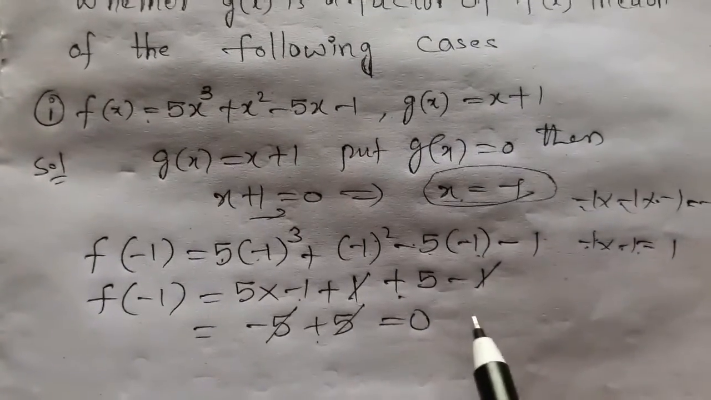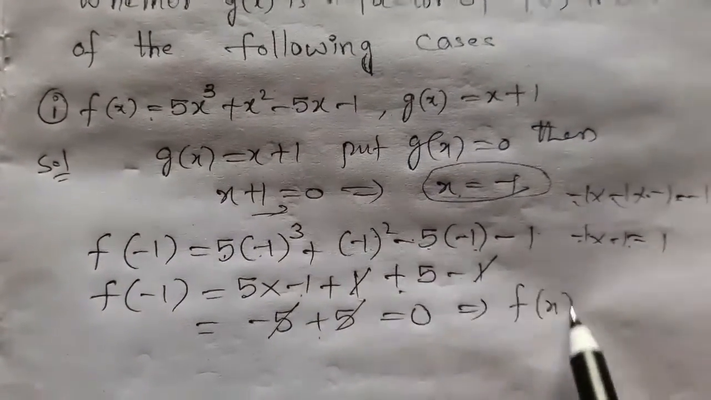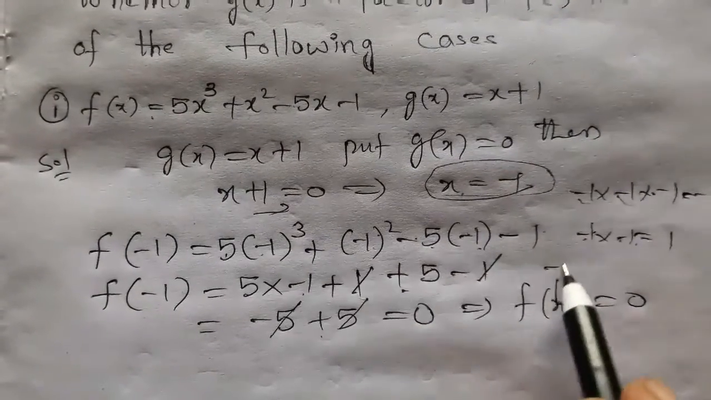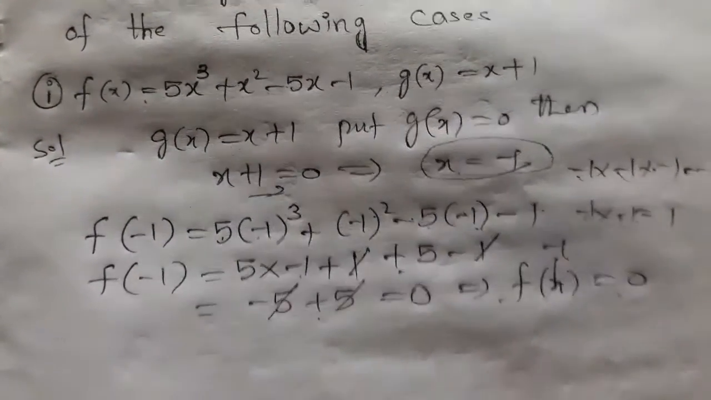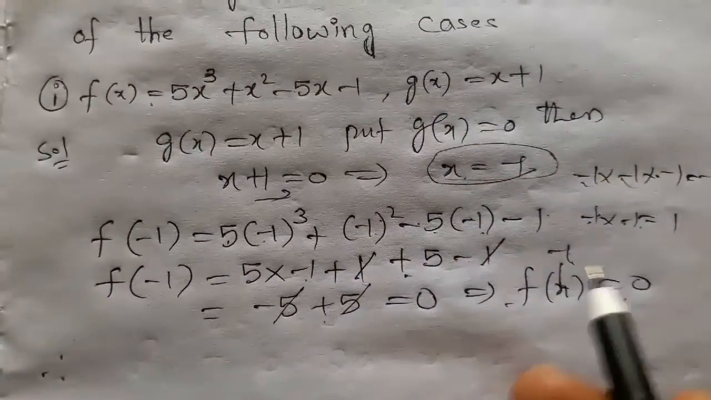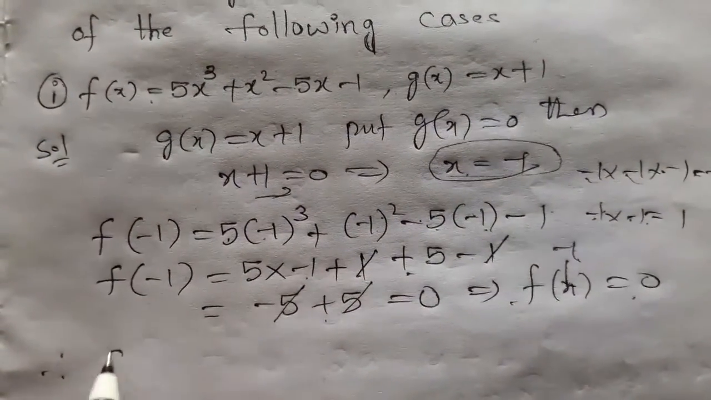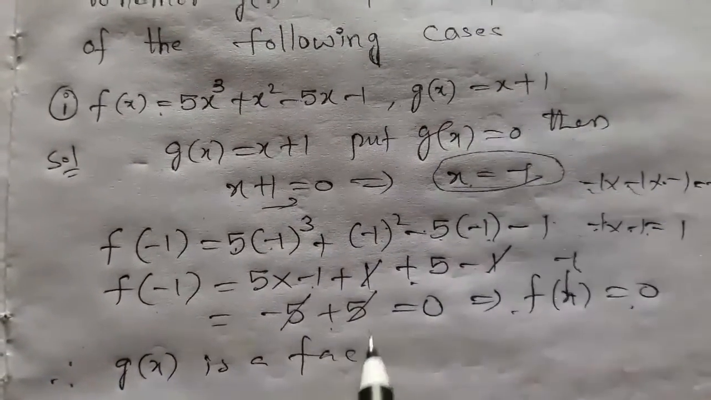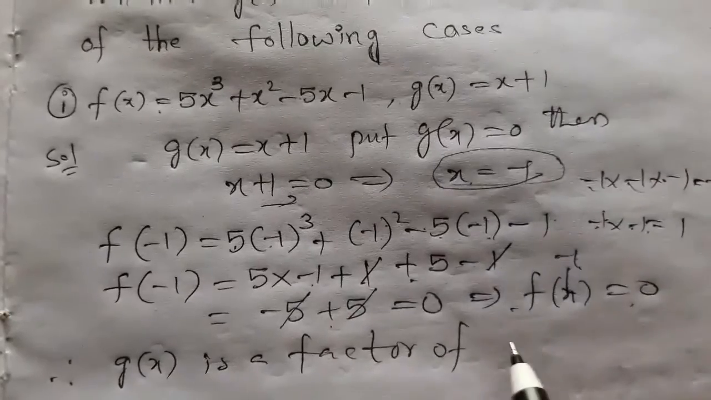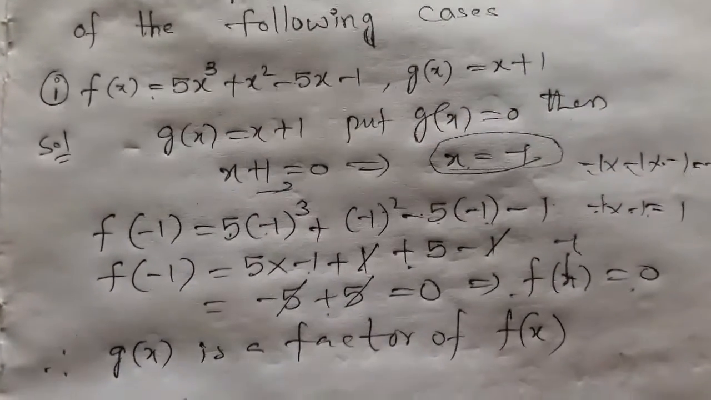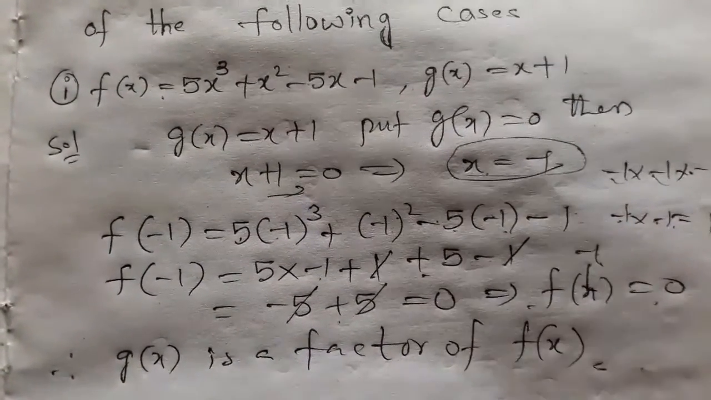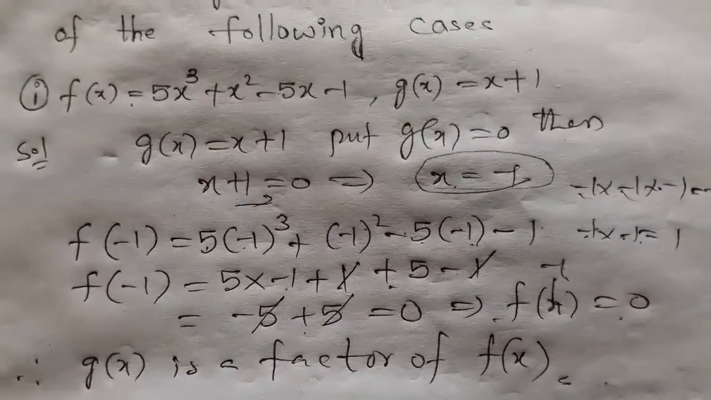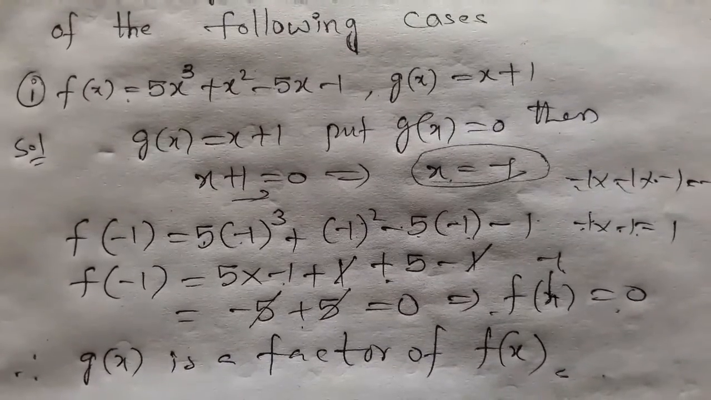See here, when the value of f of x at x equals minus 1 is 0, then therefore g of x is a factor of f of x. G of x is a factor of f of x as per the factor theorem. Now move to next question.